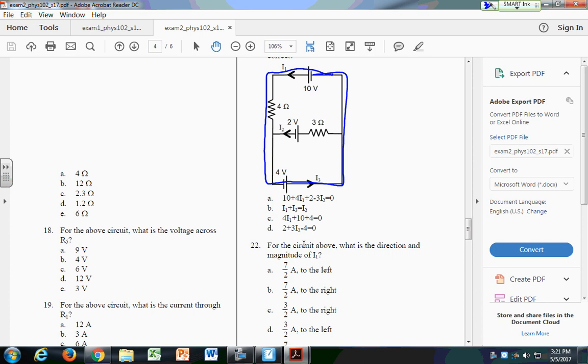Starting right here and going in this direction, I would have 10 minus 4i1 plus 4 equals 0, and then solve that for I1. So I1 equals negative 14 over 4, which is equal to negative 7/2 amps. So I know it's either A or B. Is it to the left or to the right? Well, this arrow, we chose it going to the left, but it comes out negative, so that means the direction is opposite what we chose, so it's going to be to the right. Okay, is that clear, sir?